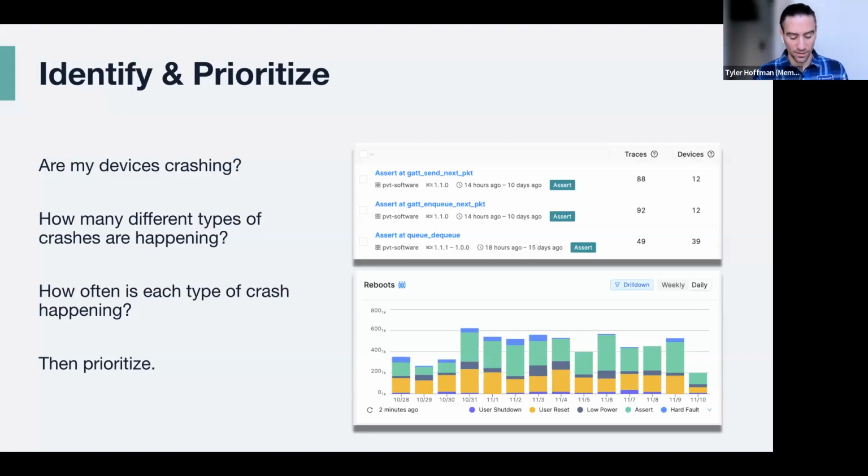Is it just my CEO's device that is crashing, or is it all of our customers' devices that are crashing due to a firmware update? You need to be able to determine which one is which, because maybe the CEO's or the CTO's device crashing is not the highest priority. That was always a frustrating point of my previous jobs. I had no dashboard to point to that says this is not an important bug.